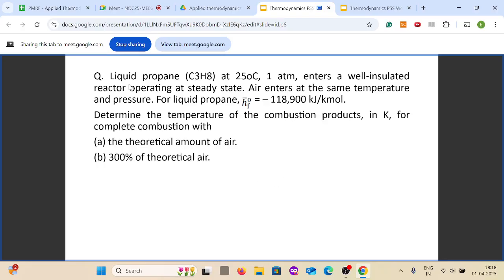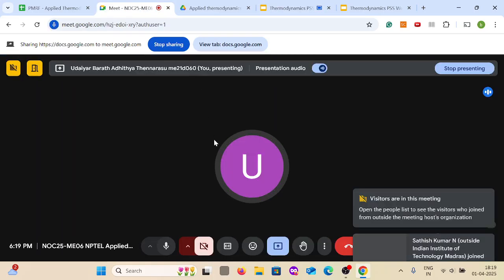So next is a similar problem. We have liquid propane entering at 25 degrees Celsius and 1 atmosphere into a well insulated reactor operating at steady state, at the same temperature and pressure. For liquid propane, the enthalpy of formation is minus 118,900 kilojoules per kilomole. Determine the temperature of the combustion products in Kelvin with the theoretical amount of air, and then with 300%.